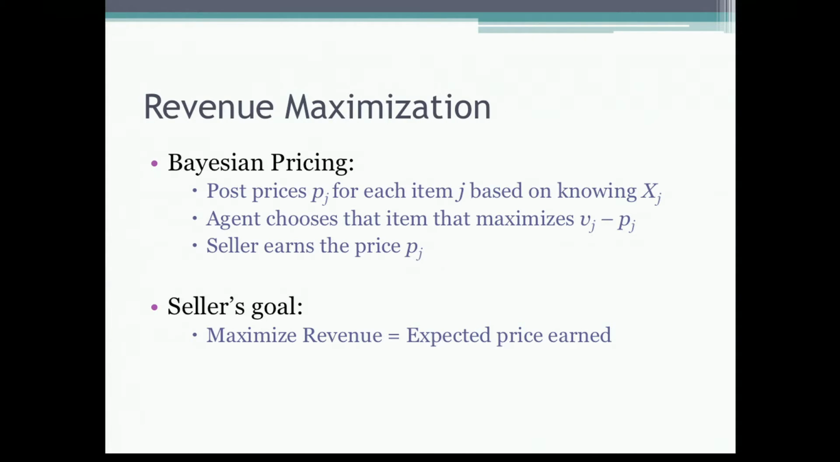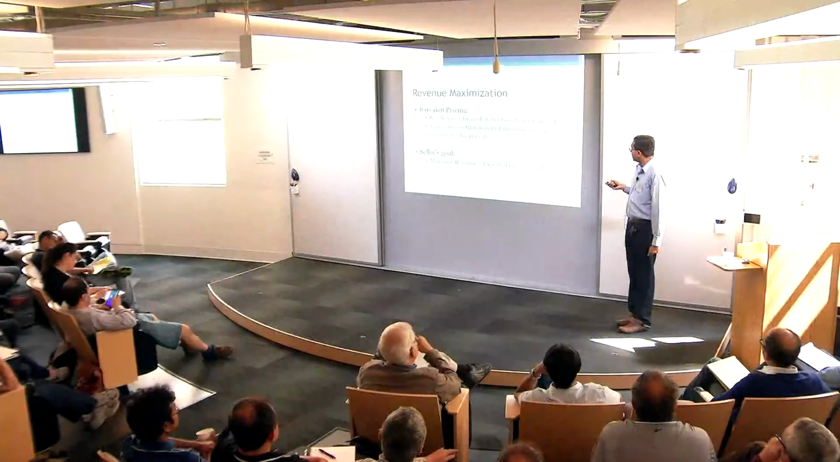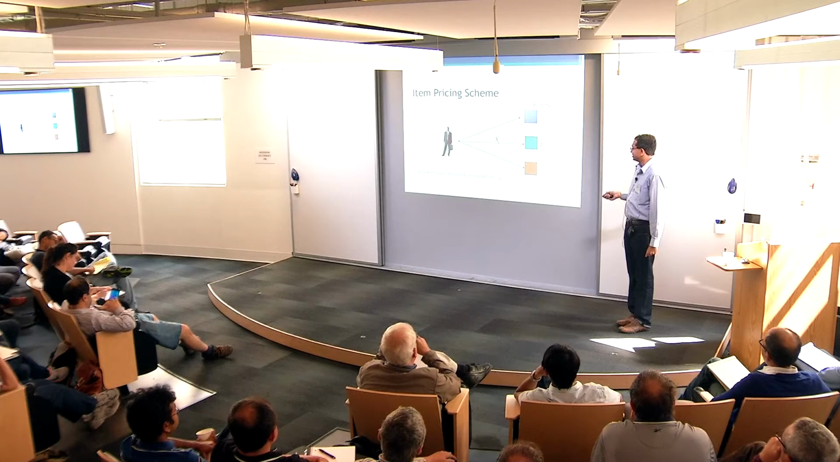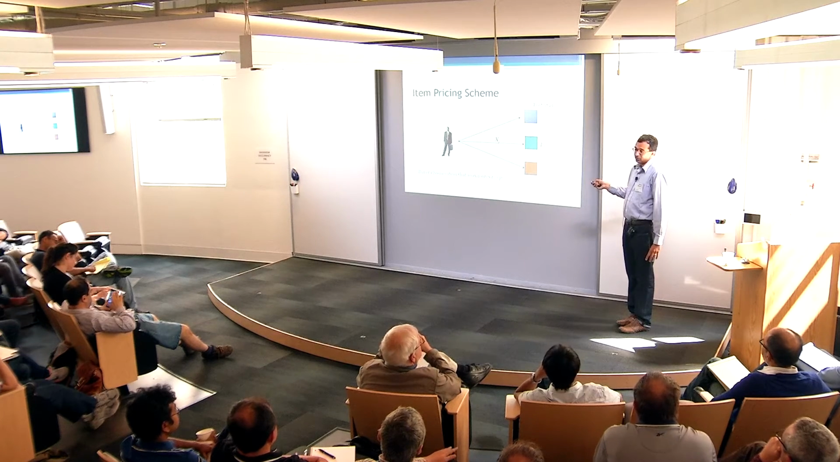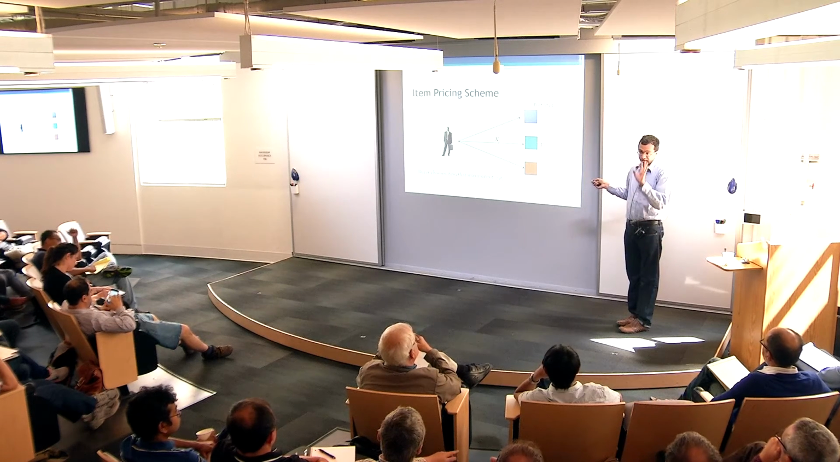It has to be positive, right? The agent will choose nothing if all the vj's minus pj's are negative. Oh yeah, so it is the max of this and zero. If all the pj's are larger than the value, you just assume that the agent chooses nothing. So choosing nothing is also an option.